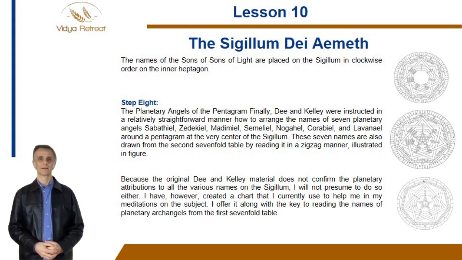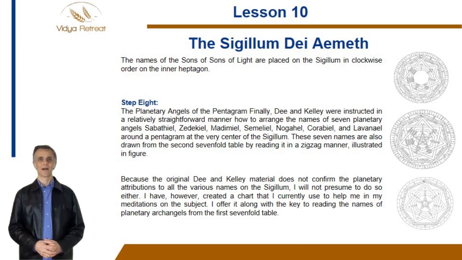Step 8. The planetary angels of the pentagram. Finally, Dee and Kelley were instructed in a relatively straightforward manner how to arrange the names of 7 planetary angels: Sabathiel, Zedekiel, Madamiel, Semeliel, Nogahol, Corbiel, and Lavanael around a pentagram at the very center of the sigillum. These 7 names are also drawn from the second sevenfold table by reading it in a zigzag manner, illustrated in the figure.